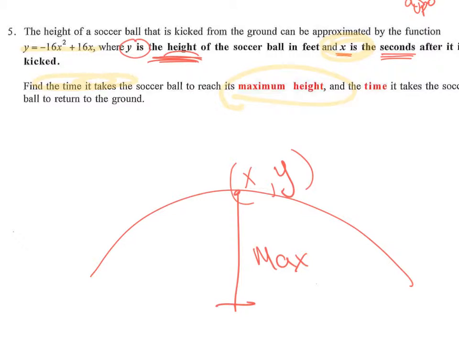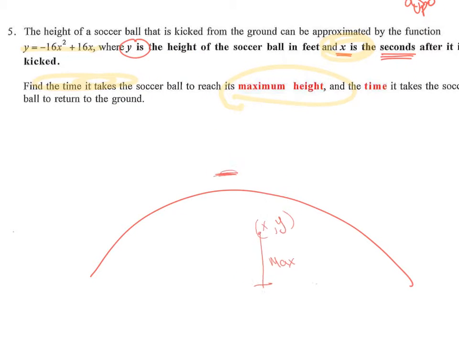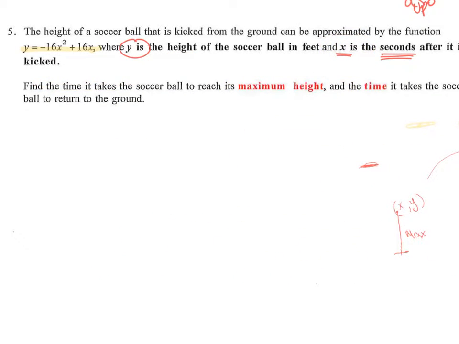So in order for me to get the y value, which is the maximum height, I have to first figure out what the vertex is. And in order to do that, I am going to do the axis of symmetry first, because once I get the axis of symmetry, I can plug that in to get the y value of the vertex. The maximum height is the y value of the vertex. In order to get the y value of the vertex, I have to get the x value. And the x value is the axis of symmetry's value.